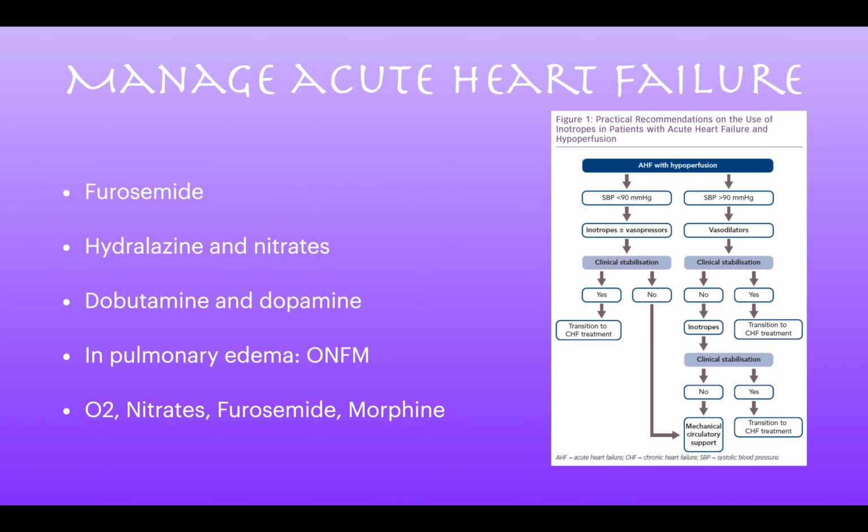How do we manage heart failure? We give furosemide as your diuretic. You also give hydralazine or nitrates for your arterial or venous dilation. Dobutamine and dopamine act on the kidneys in order to reduce the amount of renin secreted. And in pulmonary edema, we give ONFM, which is oxygen, nitrates, furosemide, and morphine.